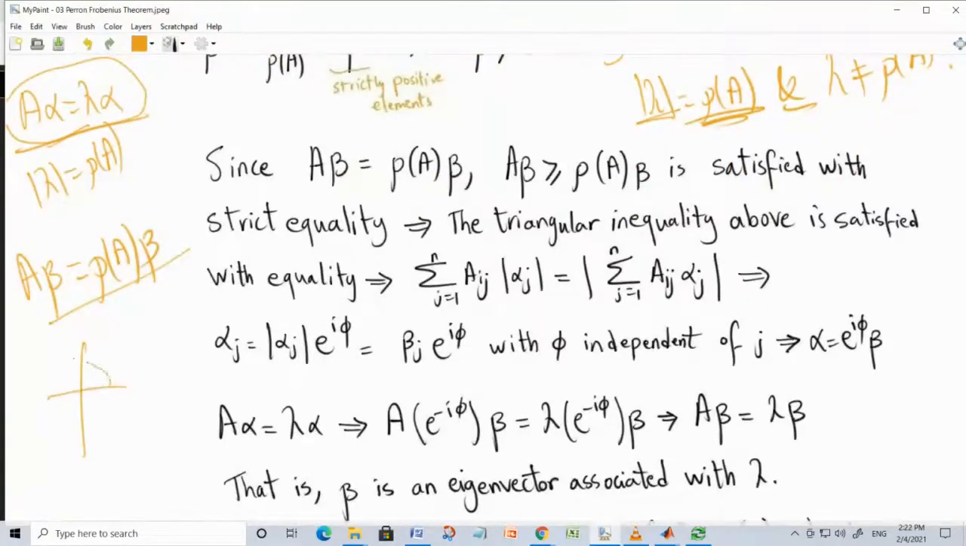So suppose that you have, in the complex plane, this is rho of A, and suppose that there is a lambda that, let's say, is here. So this lambda has a magnitude that is equal to rho of A, but it is not equal to rho of A. So here is the good news: no. Okay, so let's see why this is the case.